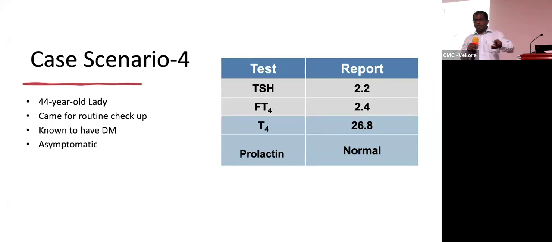So what exactly is this? The patient has come for routine, you have done a battery of tests, and the TSH is normal, free T4 is slightly high, T4 is again slightly high. Where do you see this? This is high, this is high, agree? But this is normal.